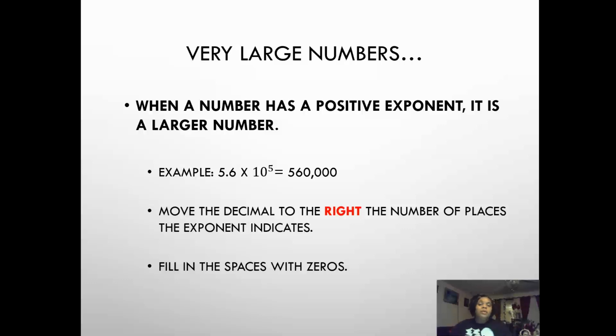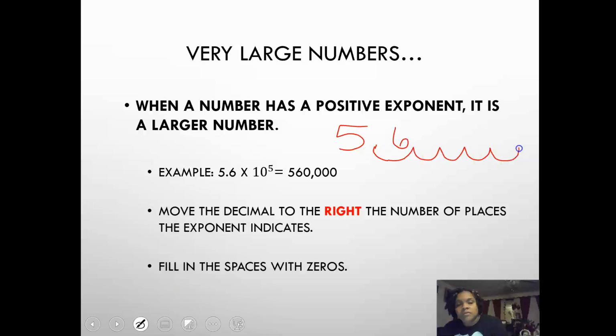560,000. All we would do is take the decimal and move it to the right, the number of places the exponent indicates. And in this situation, it was moved over 5 times. So you move it 5 times over. So if you wanted to try that out, you would say 5.6, 1, 2, 3, 4, 5. And there you go. And you have 560,000. Okay?